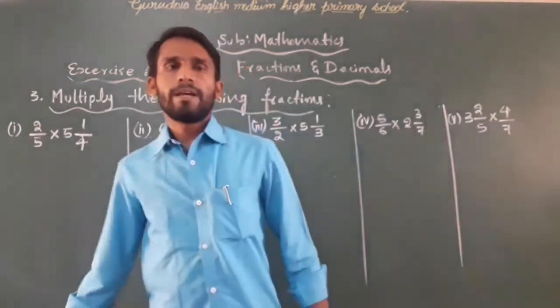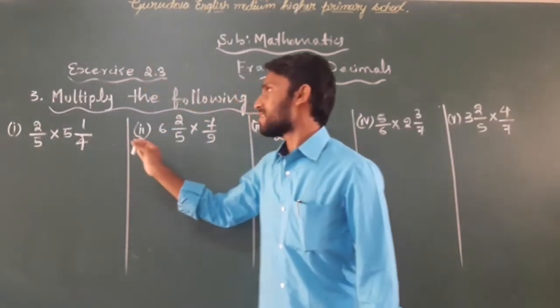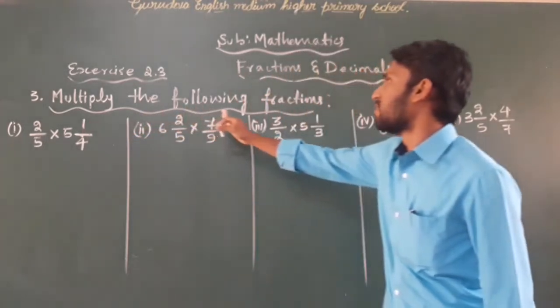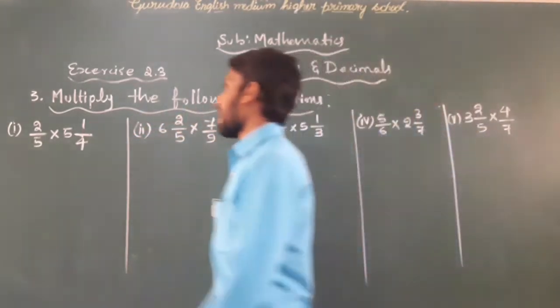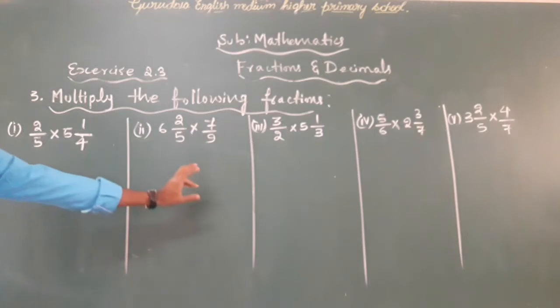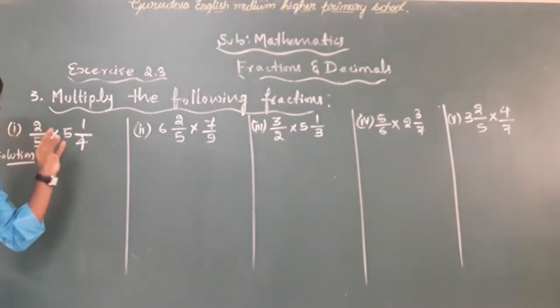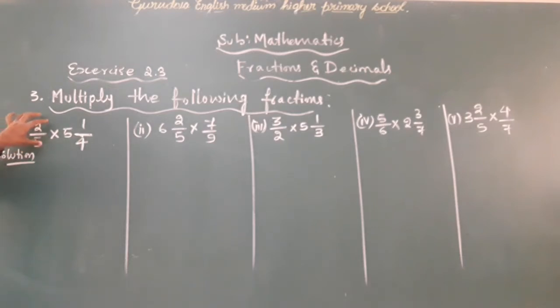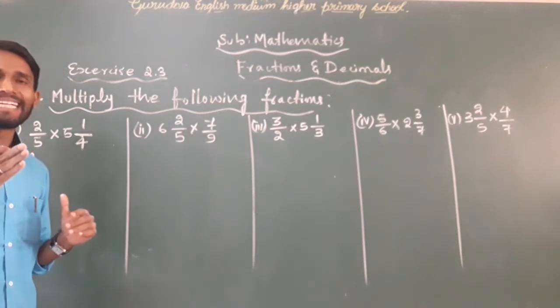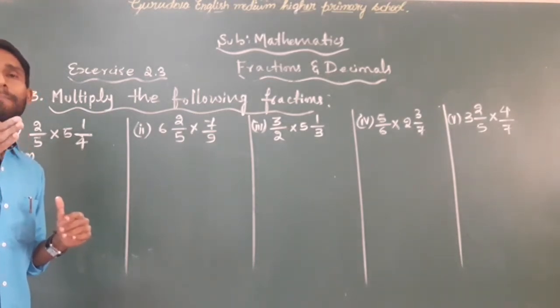Okay, now I am taking the third main of this exercise. Multiply the following fractions. Dear student, I am solving only 5 problems here, the remaining problems you solve as homework. Now the first question. Let us see the solution. In this first question, one is a proper fraction and one is a mixed fraction. When we multiply fractions, if you have a mixed fraction, at that moment we have to convert it into an improper fraction.